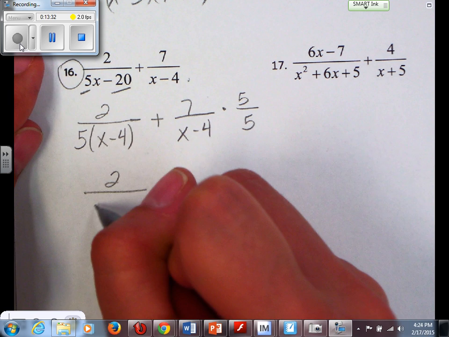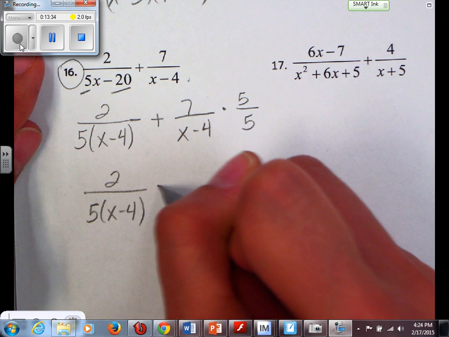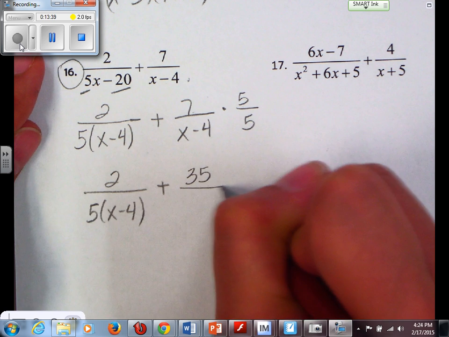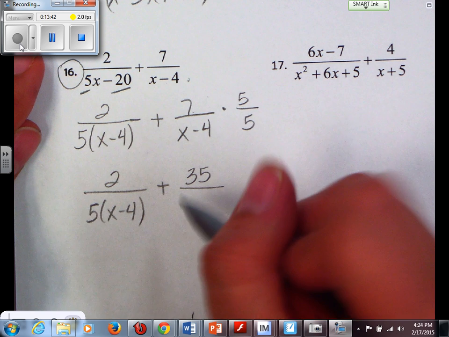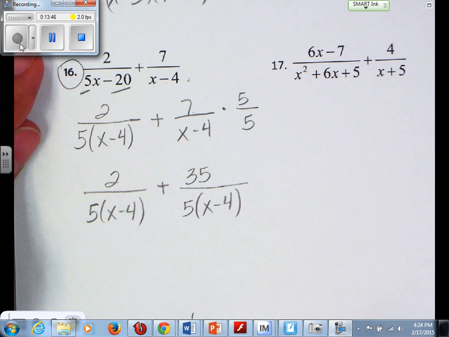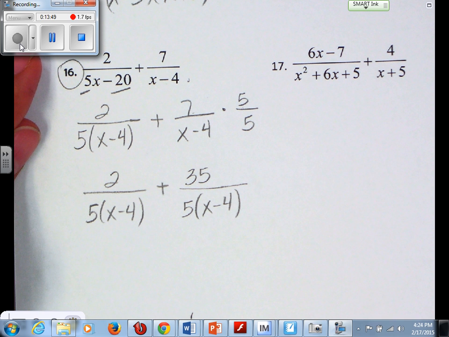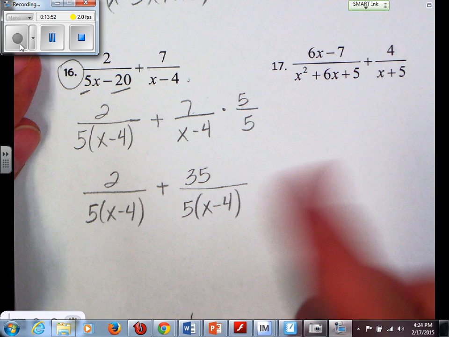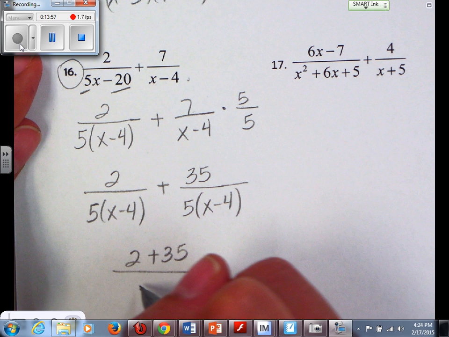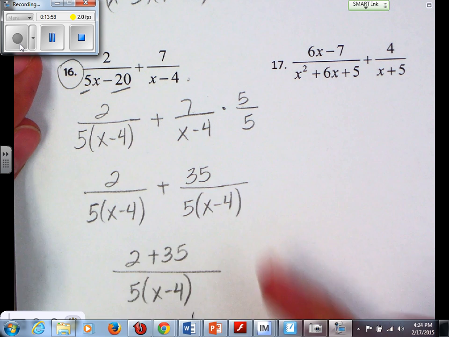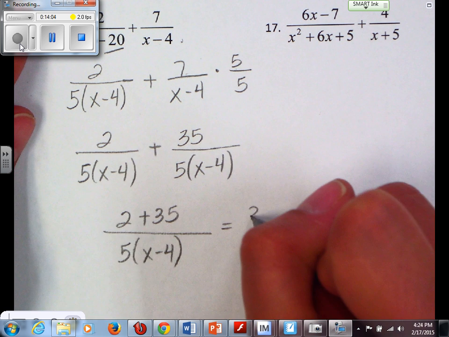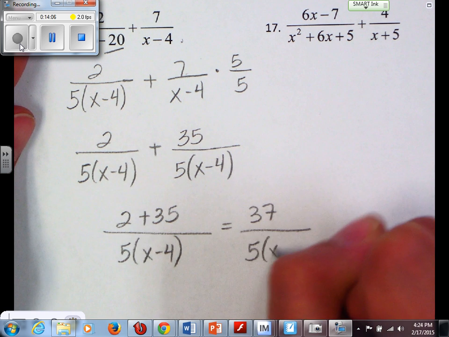So you have 2 over 5 times x minus 4 plus, what's 7 times 5? 35. And then 5 times x minus 4. I'm just going to leave it like this. Do I have a common denominator now? Are they the same? Yes. So now you have 2 plus 35 over 5 times x minus 4. What is 35 plus 2? 37 over 5 times x minus 4.